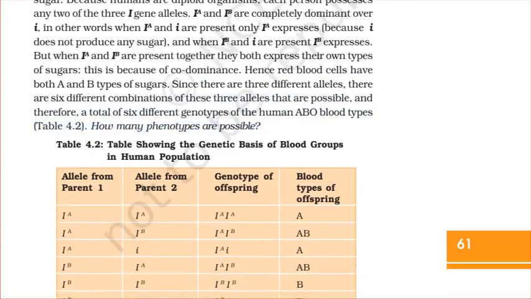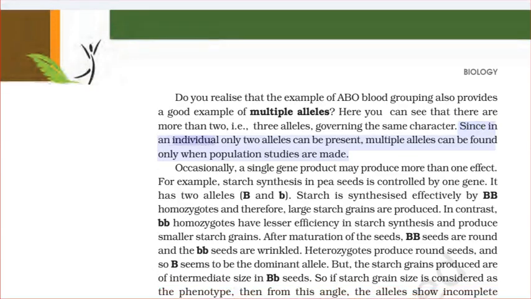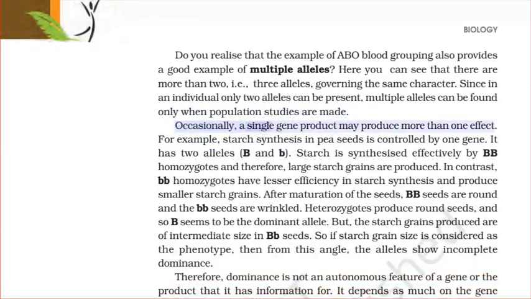Do you realize that the example of ABO blood grouping also provides a good example of multiple alleles? Here you can see that there are more than 2, that is, 3 alleles, governing the same character. Since in an individual only 2 alleles can be present, multiple alleles can be found only when population studies are made. Occasionally, a single gene product may produce more than one effect.